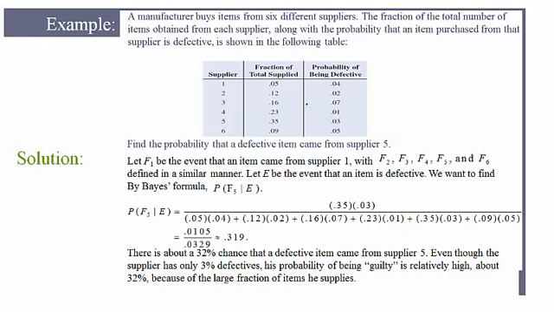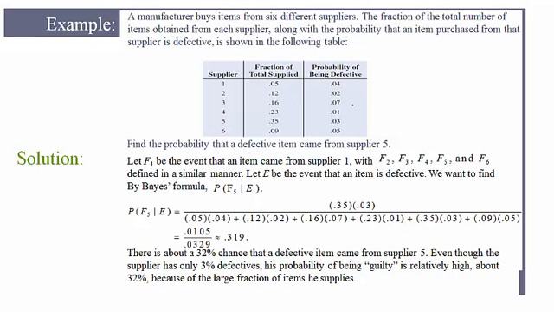So here's the information we're given. There's a nice little description that a manufacturer buys items from 6 different suppliers. So here are your 6 suppliers. And then the fraction of the total number of items obtained from each supplier is in this column, along with the probability of their items being defective.